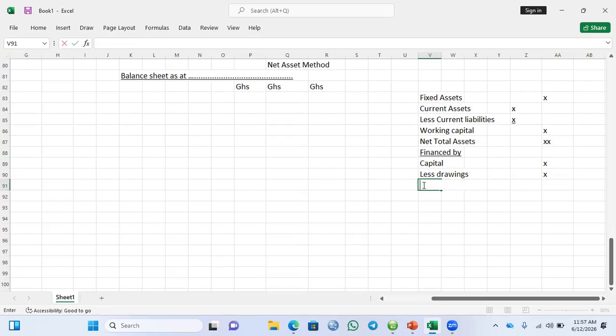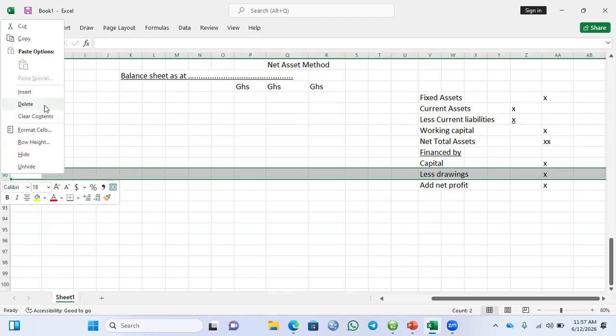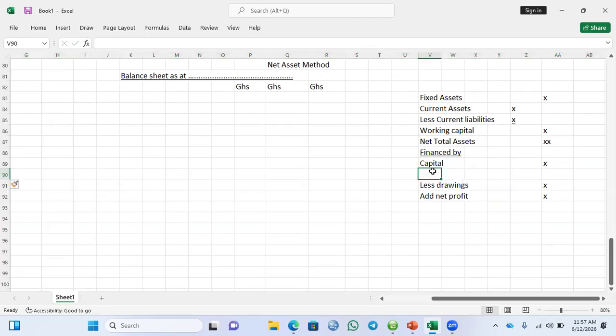If a business is making profit, it means that the capital will be increasing. So we add net profit. If it is a loss, you would subtract, right? So remember, I spoke about additional capital. If the owner introduces additional capital, you would also add that additional capital.